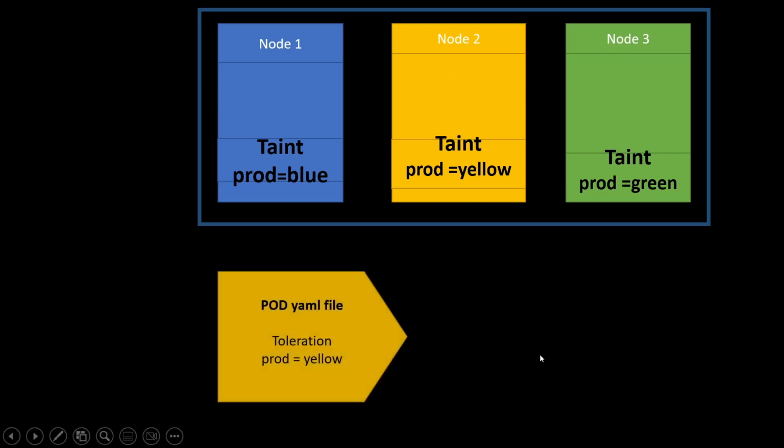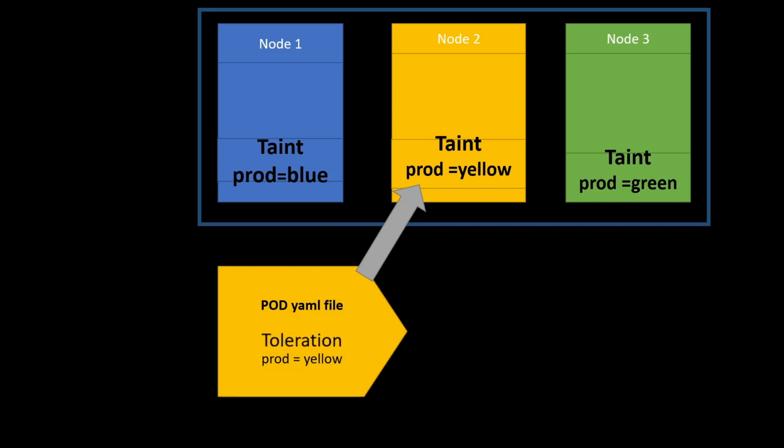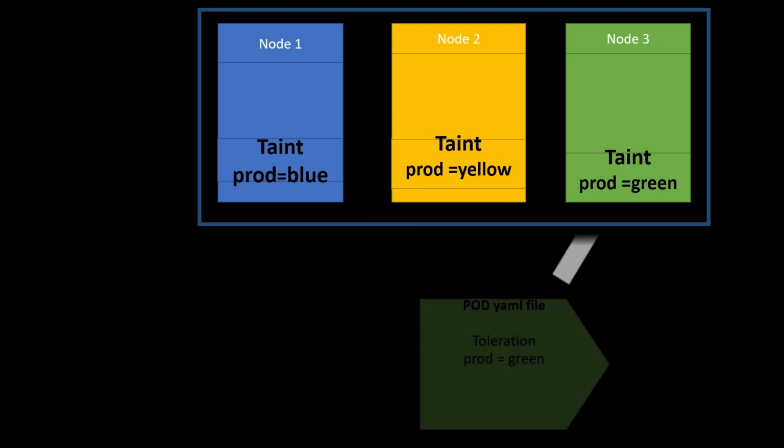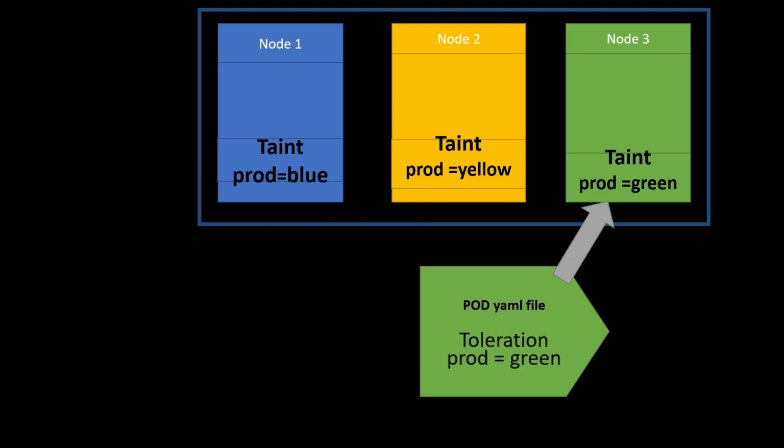Same as that, if we want to schedule a pod on node 2, then we will set the toleration prod equal to yellow in the pod configuration file. Same for node 3, if we want to schedule a pod, we have to add toleration prod equal to green. Now I hope you understand what are taints and toleration.